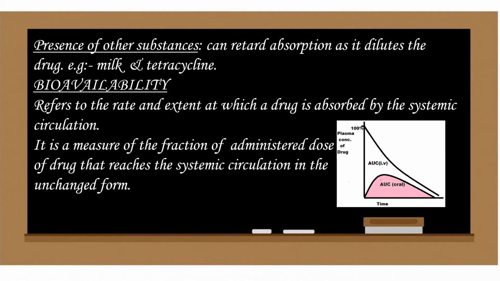An area under curve for both routes of drug administration is measured. So bioavailability can be represented by the equation F equals area under curve for oral route of administration divided by area under curve for IV route, times 100. So this helps us to know what fraction or amount of drug is responsible for the therapeutic effect in a person.